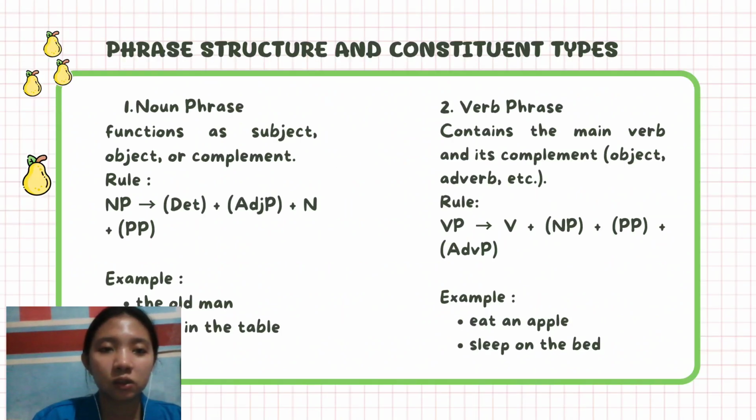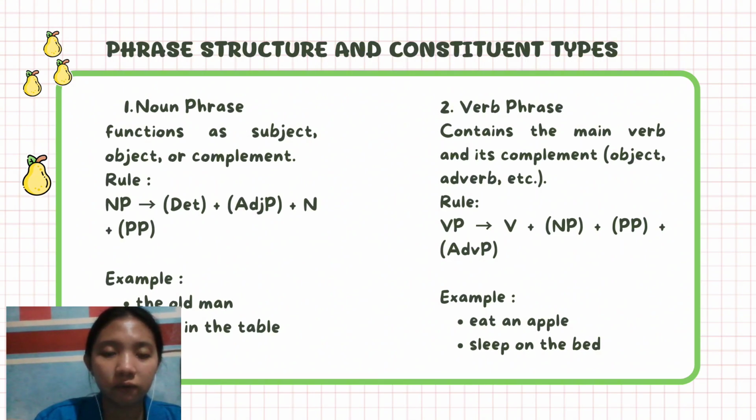Phrase structure and constituent types. The first one is noun phrase. It functions as subject, object, or complement. The rule is NP to determiner plus adjective phrase plus noun plus prepositional phrase. The example is the old maid and a cat in the table.